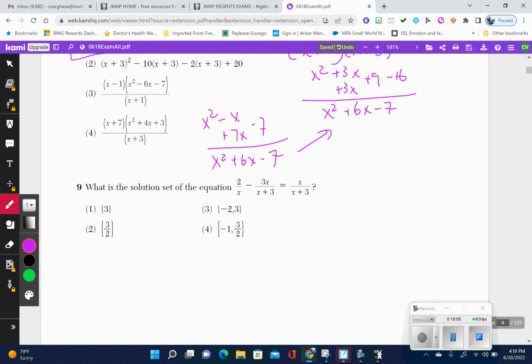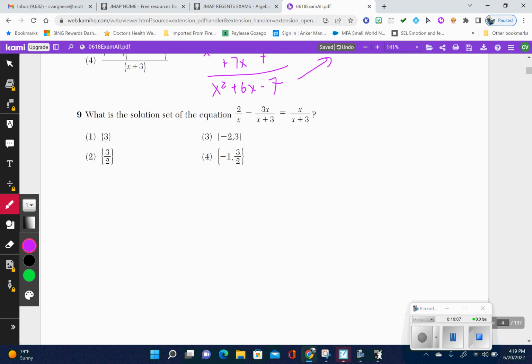Okay. What is the solution set? So this one, we're going to look to see which one has the same denominator. So there's an x here and an x plus 3. So here, the x plus 3 is missing, so I have to do it to the top as well. Over here, there's an x plus 3, but the x is missing. So I'm going to multiply this whole thing by x and multiply the top as well. Here, there's an x plus 3, and the x is missing. So I'm going to multiply this whole thing by x, which means I'm going to multiply the top by x.